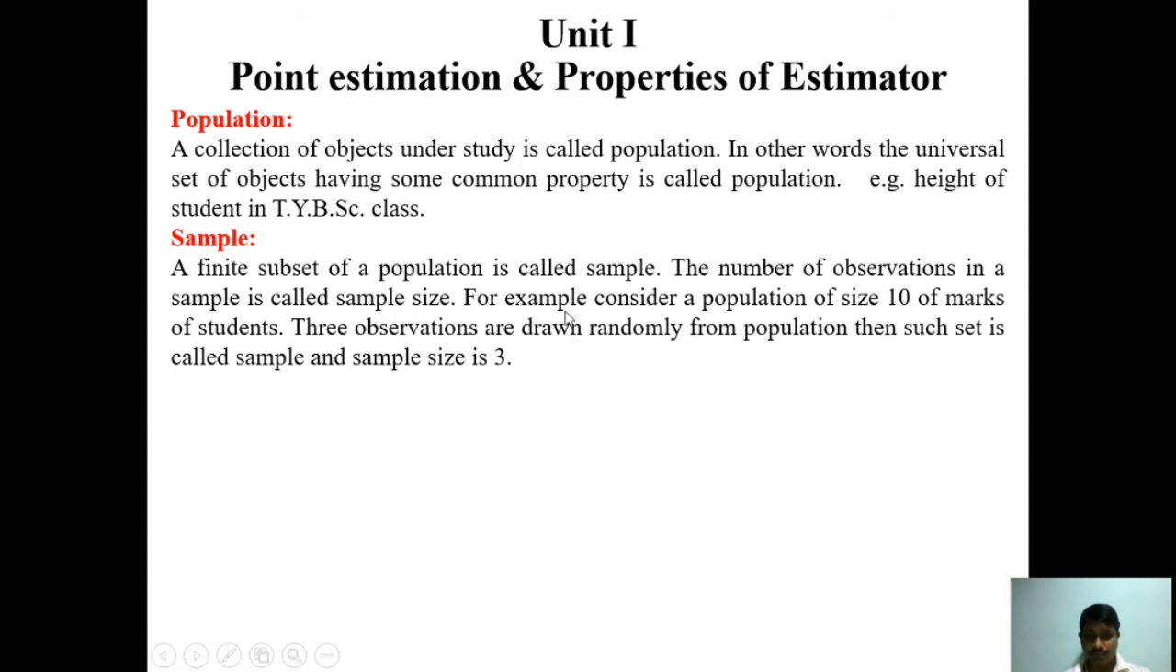For example, consider a population of size 10 of marks of students. 3 observations are drawn randomly from the population, then such a set is called a sample and the sample size is 3. Means we consider a population of size 10 of marks of students and 3 observations are obtained from this population, then the set of 3 observations is called sample and sample size is 3.